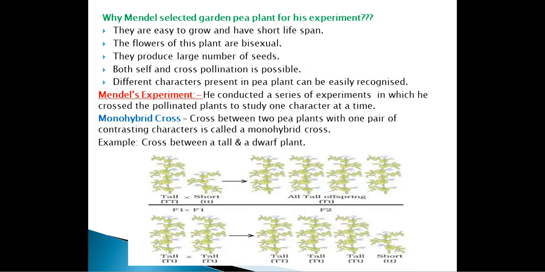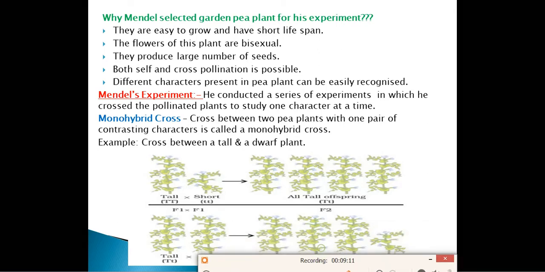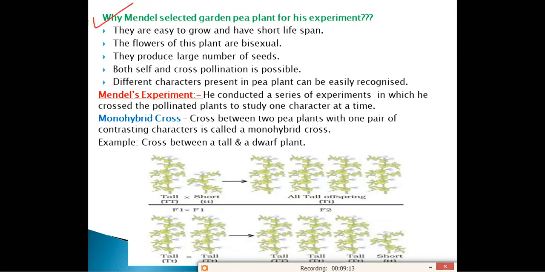Now, see, the points are also given over there on why Gregor Mendel selected the pea plant for his experiment. This question may also come in the exam, we can't say. So why did Mendel select the pea plant for his experiment? The first point is that they are easy to grow and have a very short lifespan. This is the first point.